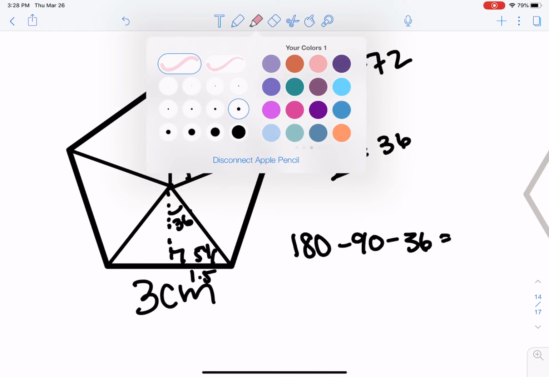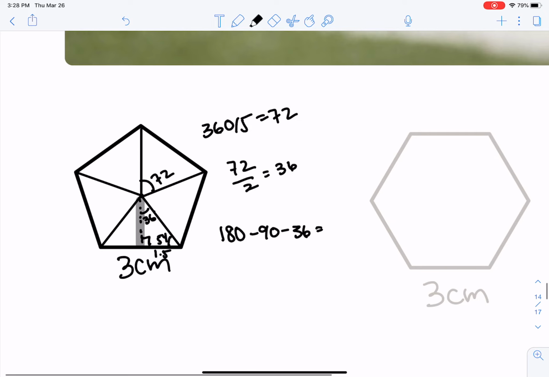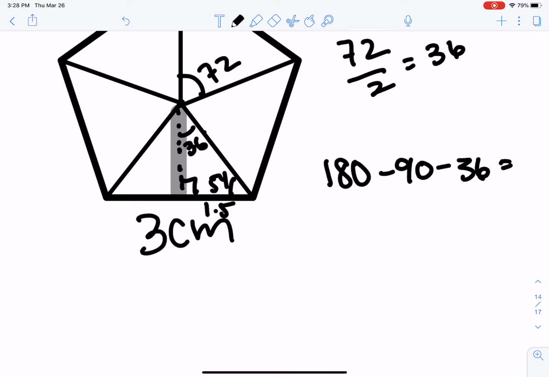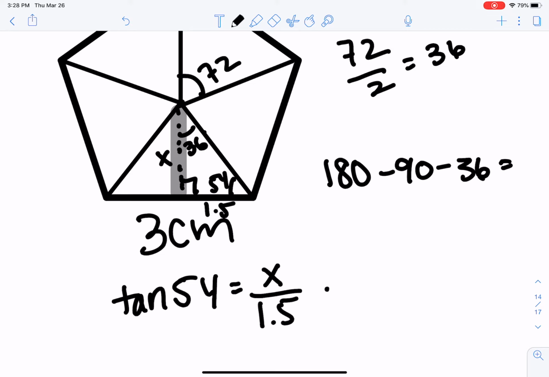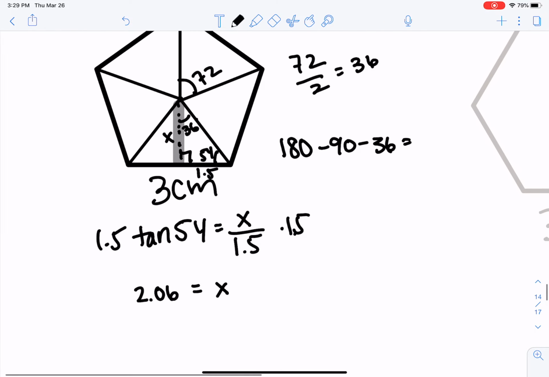And let's try to find the area, the apothem right here. So we could use 36 or 54. I'm going to go ahead and use the 54. If I'm trying to find this, I have opposite and adjacent. So tangent of 54 equals opposite over adjacent. Multiply both sides by 1.5. And I'm going to do that all in my calculator at once. Tan 54, that's 2.06 is the apothem. So I can then find the area of this black triangle right here.